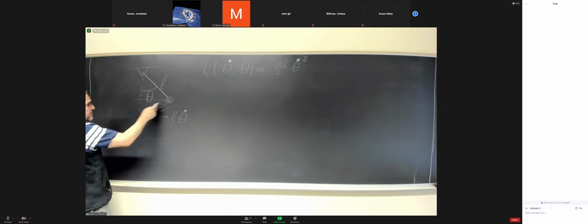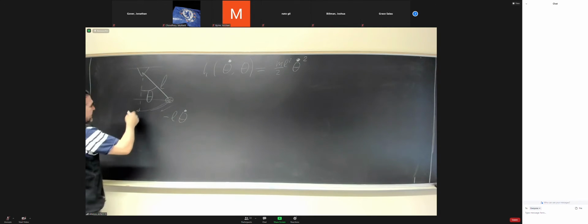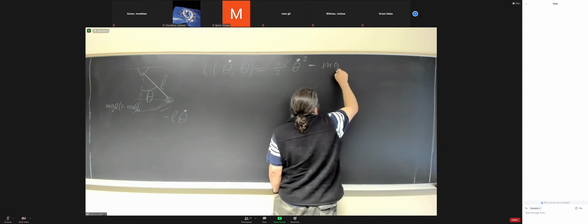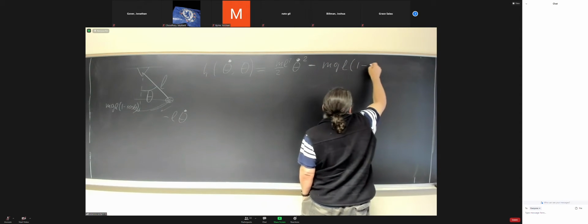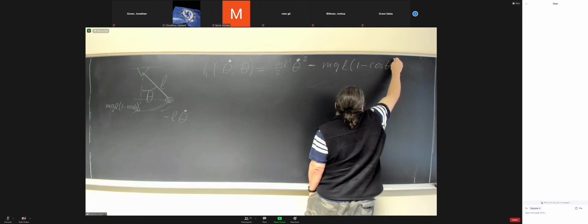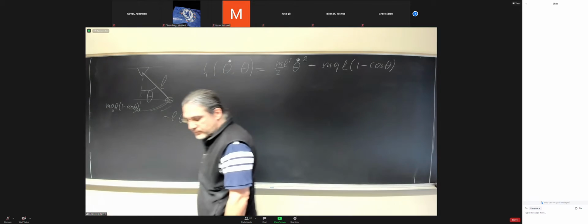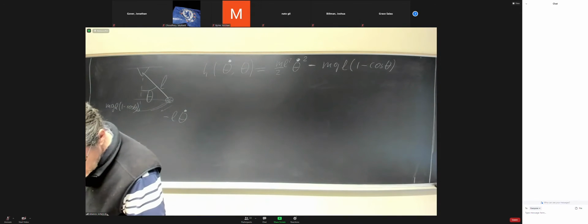Now I need to write the potential energy, and if I measure it from here, then the potential energy is mgl times 1 minus cosine theta. So what I have then is minus mgl times 1 minus cosine theta. This is the potential energy. Just kinetic energy minus potential energy. Does it make sense?